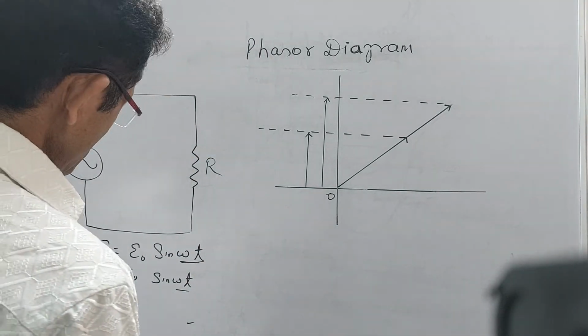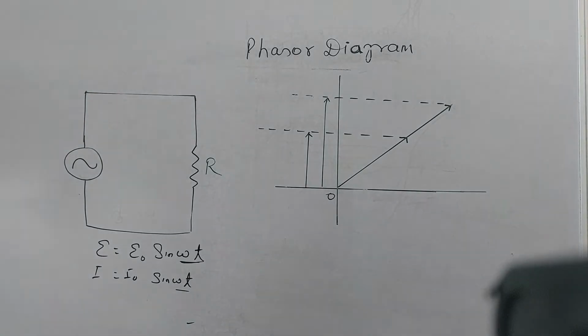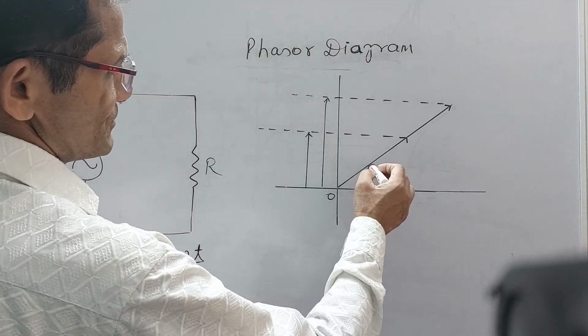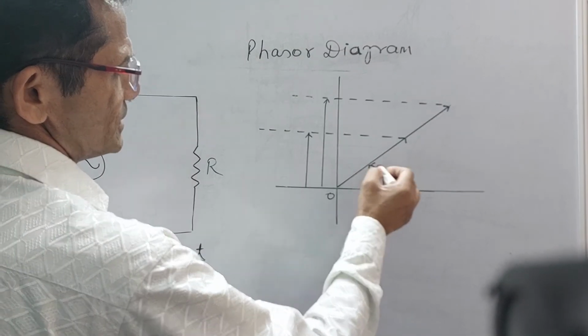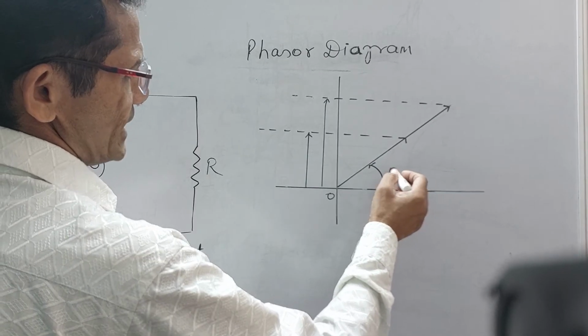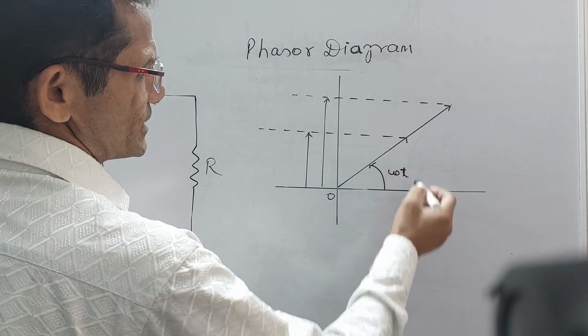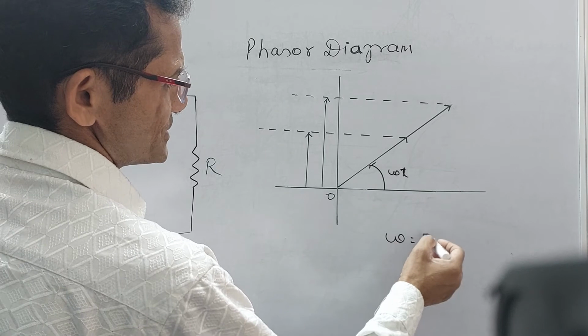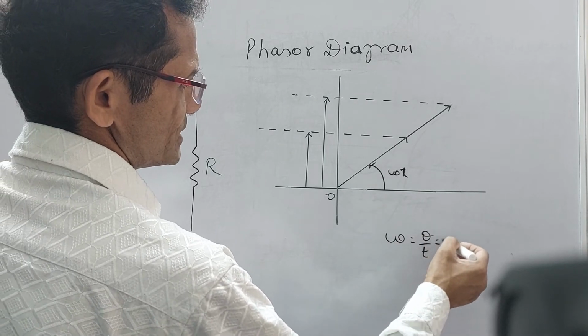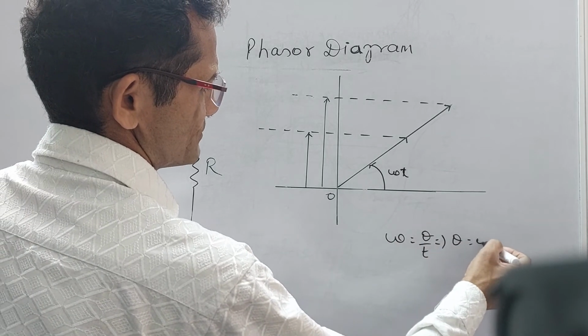We already know that the EMF or voltage across an AC source is equal to E naught sin omega t. Suppose it is rotating with an angular speed omega. At time t it has rotated through an angle omega t. We already know that omega is equal to theta by t, so theta becomes omega into t.